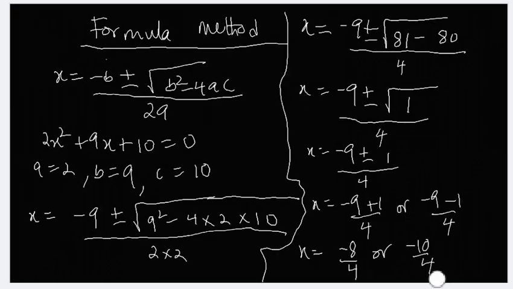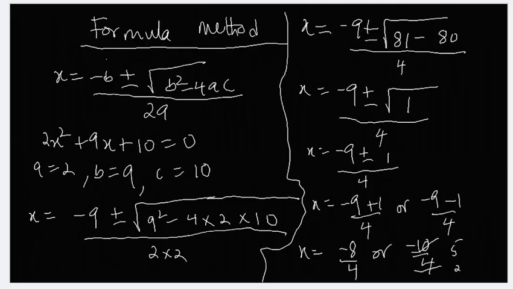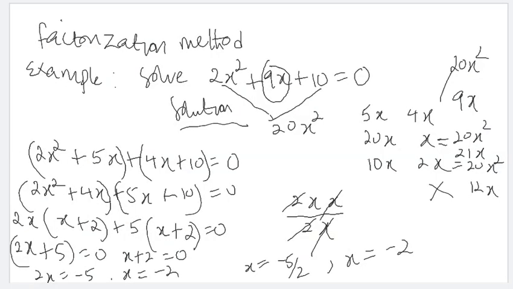Or minus 10 divided by 4, we can split this. 10 divided by 2 is 5, 4 divided by 2 is 2. That's minus 5 over 2. So any method you are using, you are getting the same answer. Remember, it's the same answer we got in the first method.